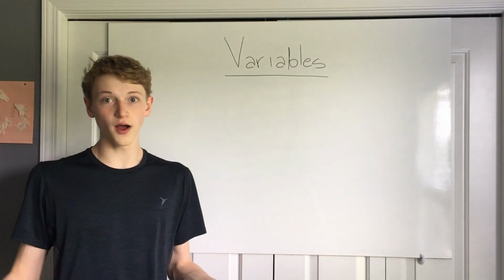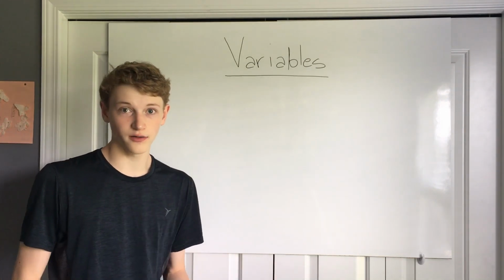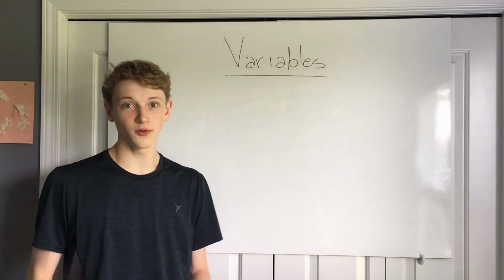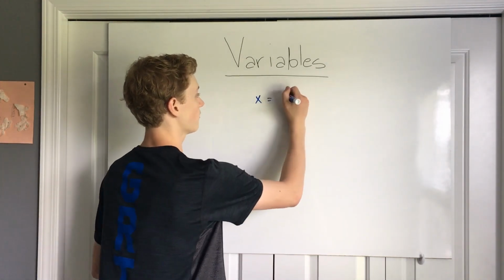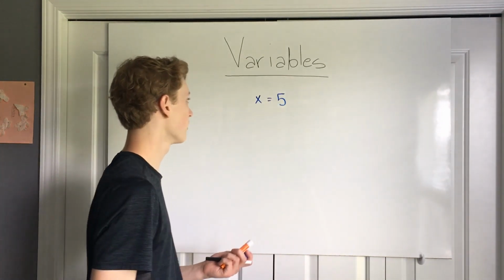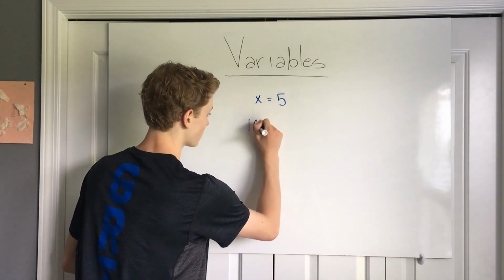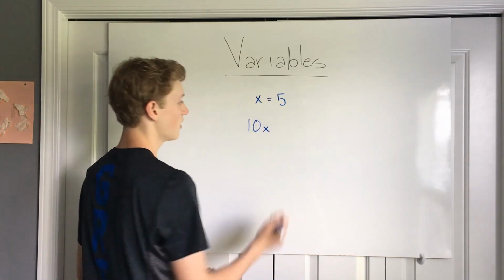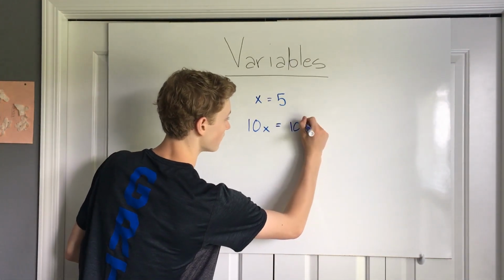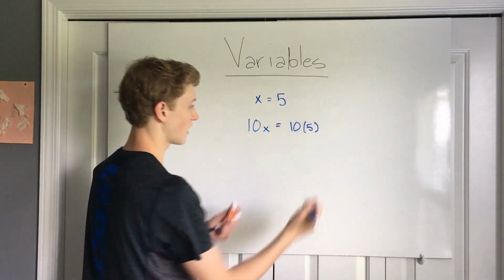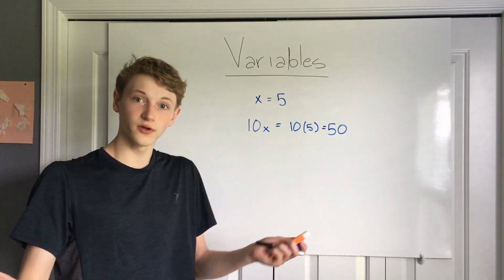So first off, what is a variable? A variable is just a letter that represents a number. It's as simple as that. So let's use the letter x, and let's set it equal to, say, 5. Okay, so now I know that x equals 5. So if I'm told to evaluate the expression, what is 10x, I know that the answer is just 10 times 5, which is 50. It's as simple as that.